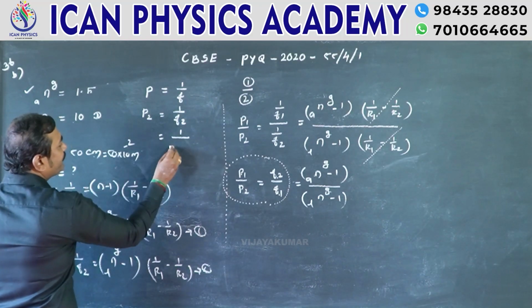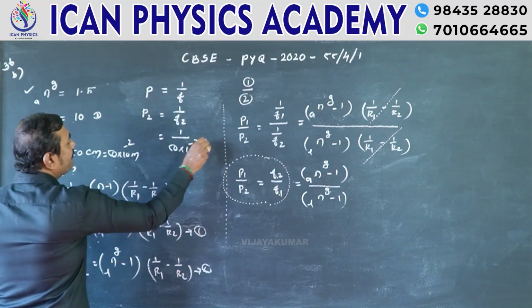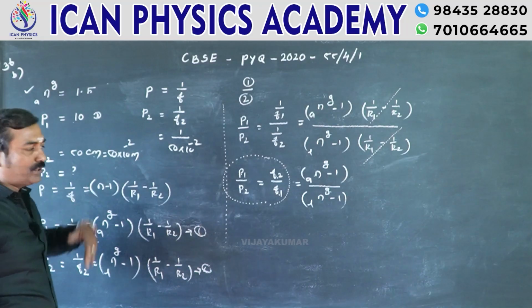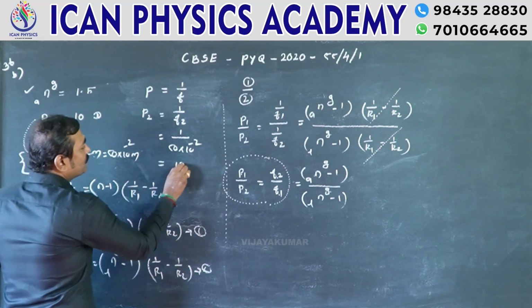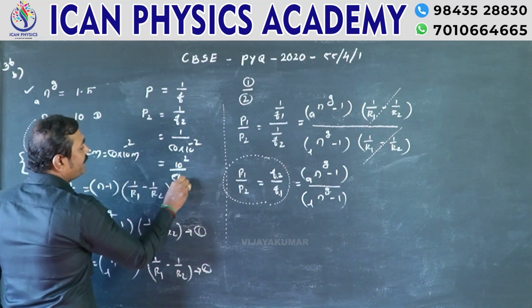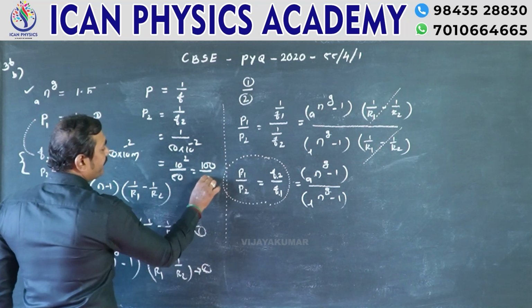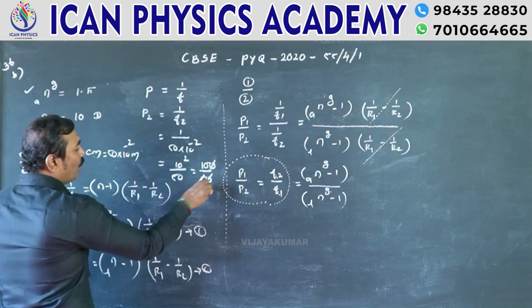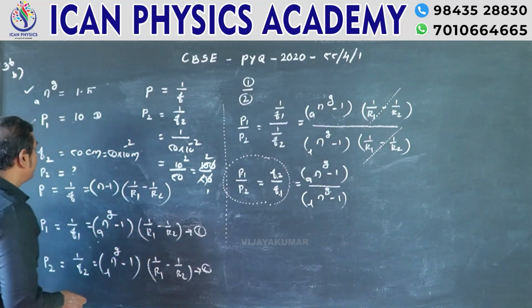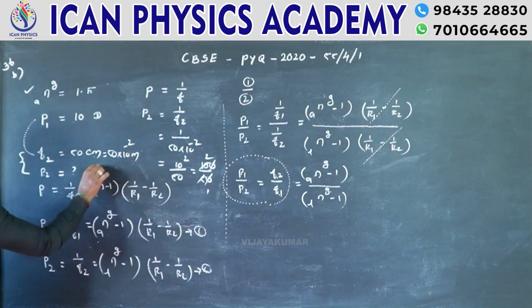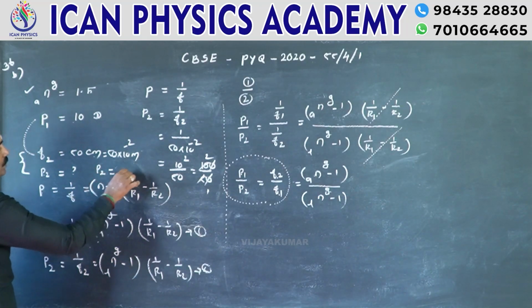So 1 by F2 is 1 by 50 into 10 to the power minus 2. The minus 2 goes to the numerator as plus 2. So 10 to the power 2 divided by 50. What is 10 to the power 2? 100 by 50, which is 2. So the power of the second one is 2.